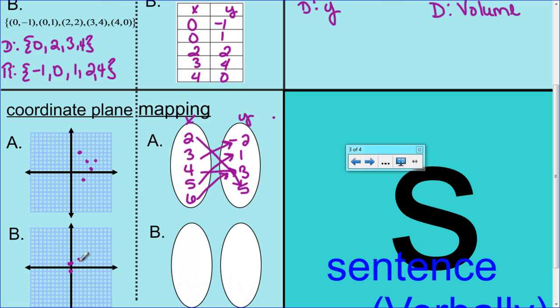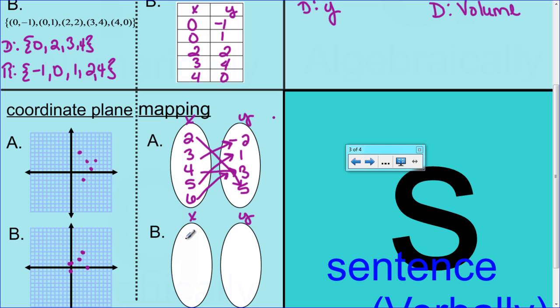Then I have (2, 2), (3, 4), and (4, 0). We're again not going to connect the dots. It's a discrete graph. But then we're going to take our domain and our range and we're going to make our mapping. So we have x and y.